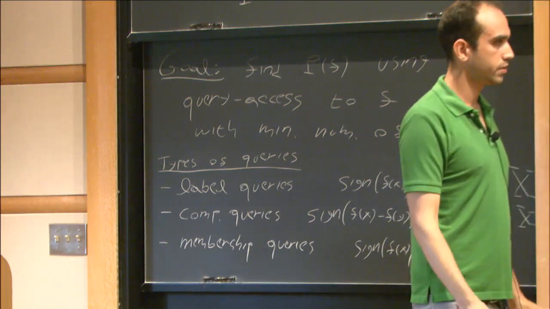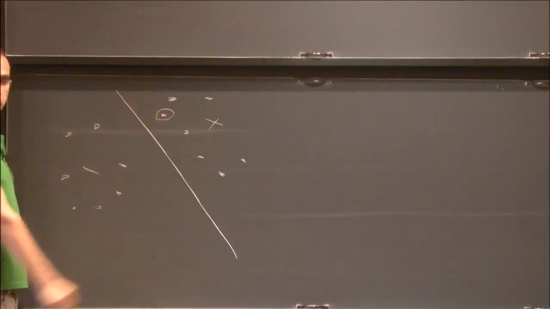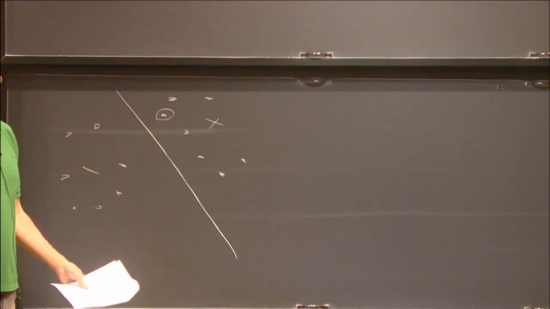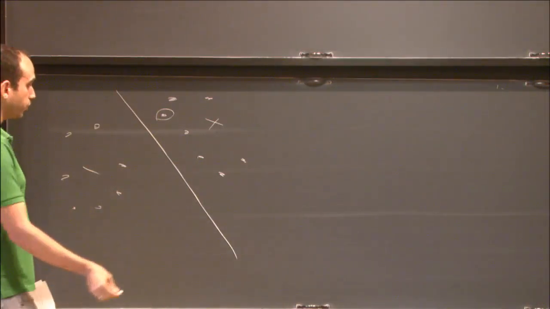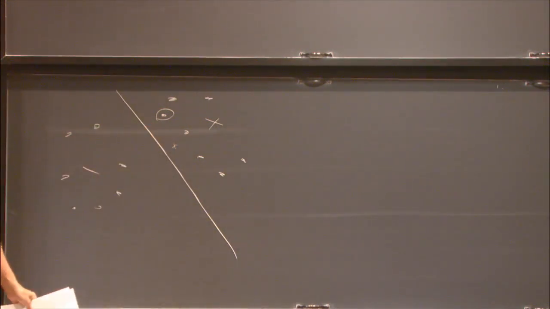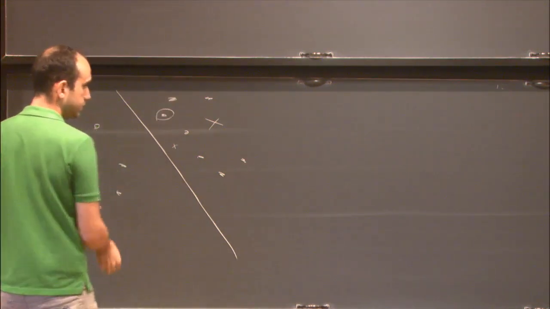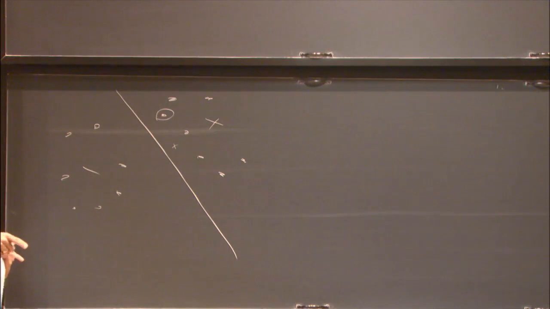And the label query is just picking a point and asking what is it labeled. Is it on the positive side or the negative side? A membership query is picking any point here, for instance, and asking what is it labeled. And the comparison query basically picks 2 points and compares their distance from the hyperplane. Right? So that's the geometric semantic. Okay, great. So this is the abstract problem.